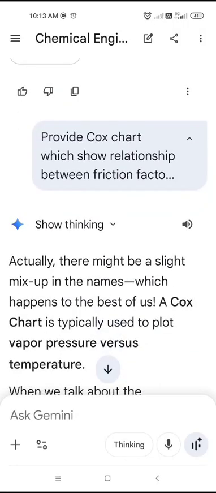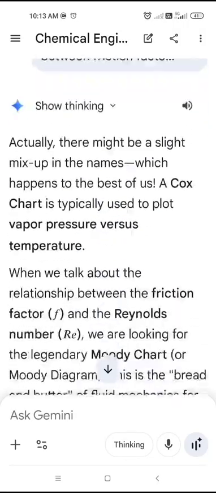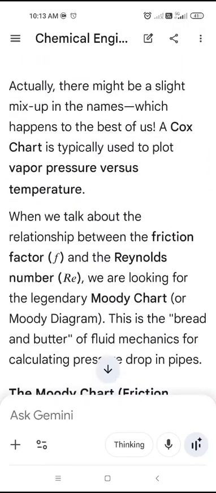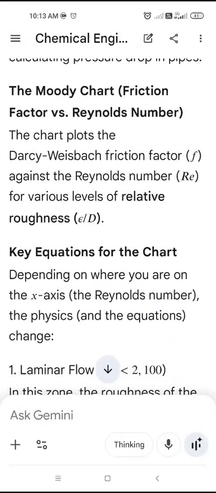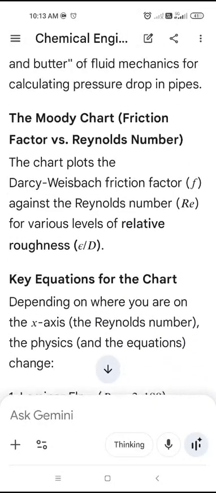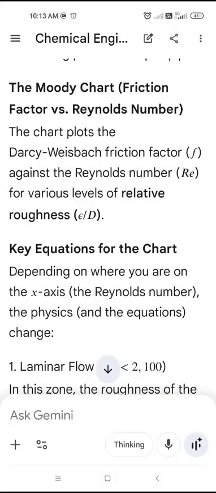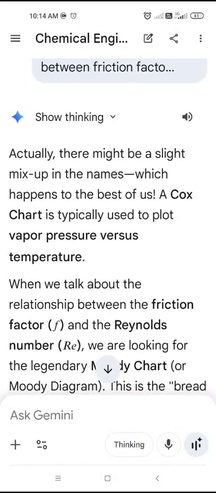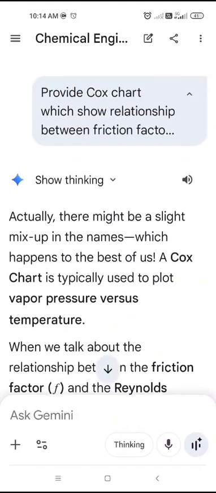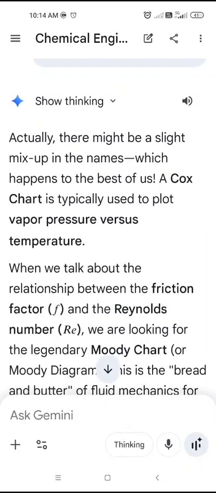No, not now exactly. Let me see. There is something called Moody chart, I think. Moody chart for friction factor and Reynolds number. Or something Cox chart or something. Please elaborate.